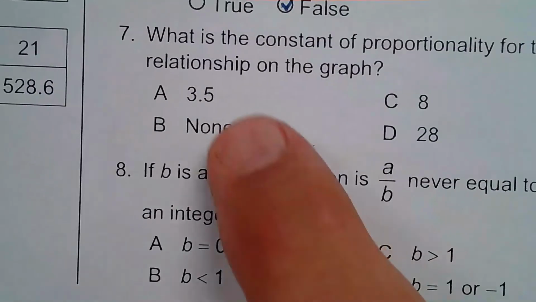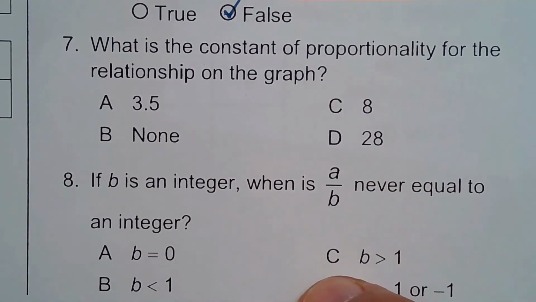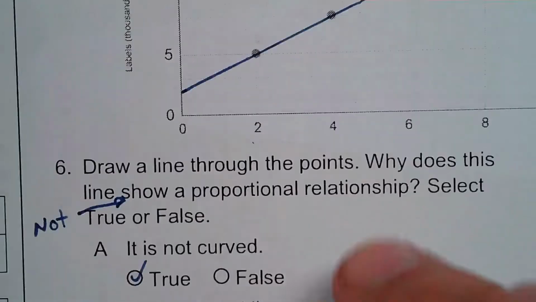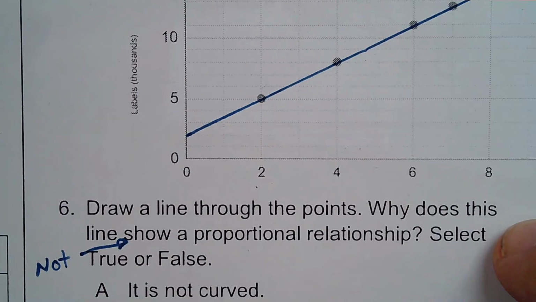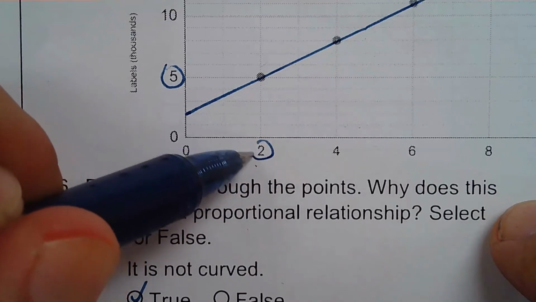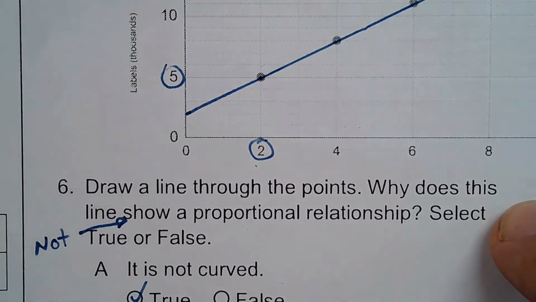What is the constant of proportionality for the relationship on the graph? Well, it doesn't officially have a constant of proportionality because it doesn't go through the origin. I really biffed it on that. I thought I was being very careful about it. But the constant of proportionality is usually the y value over the x value. I guess if I were going to do this, it'd be 5 over 2, because we can see here that it hits 5 and 2. So I guess 5 over 2.